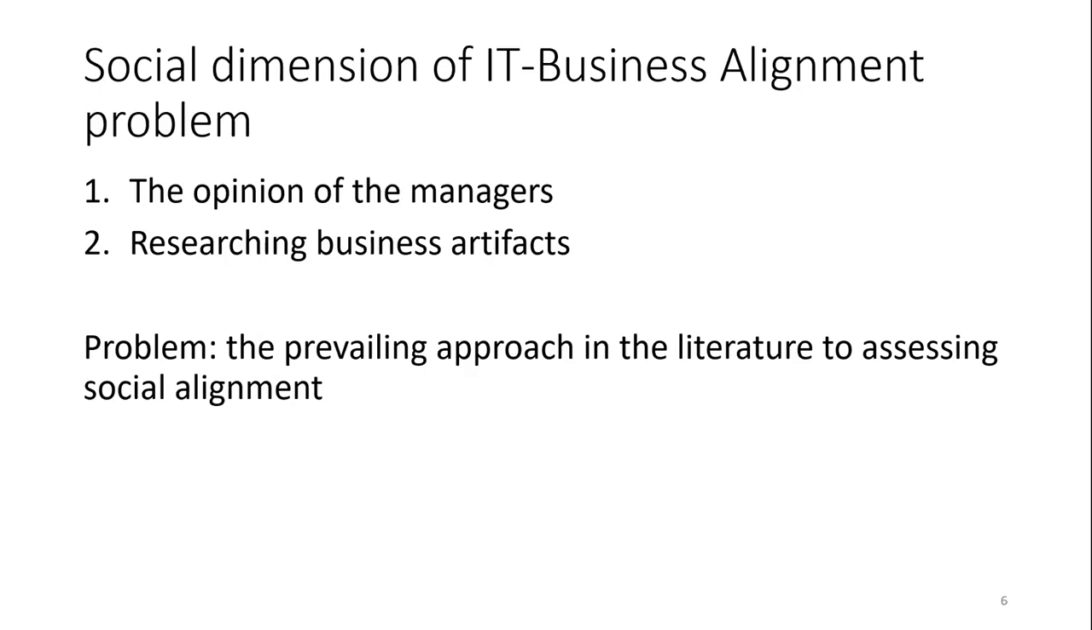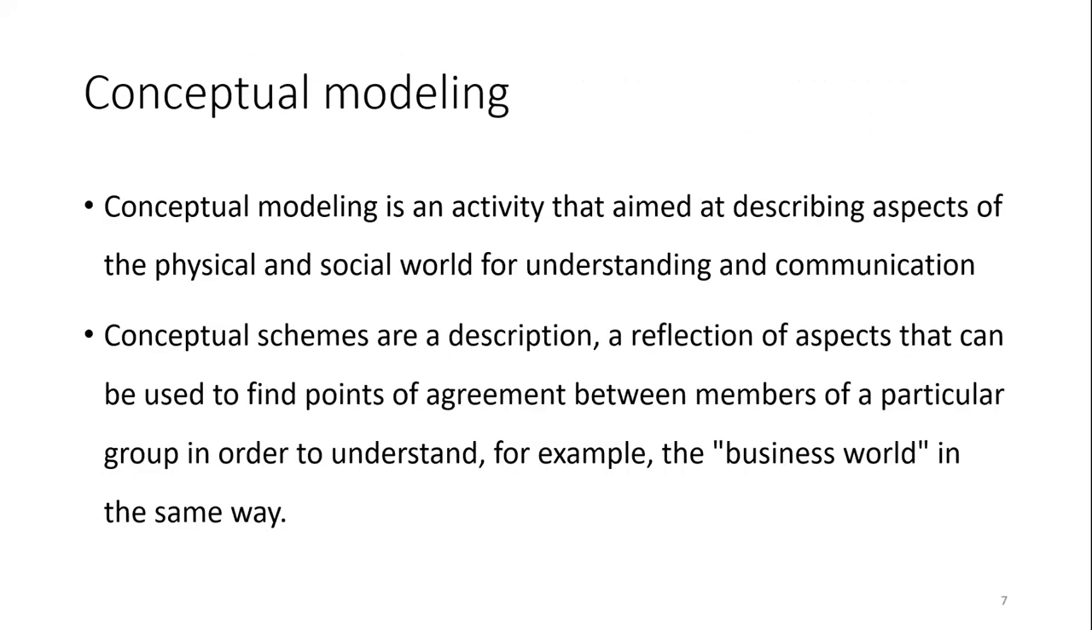Now we see a problem: the prevailing approach in the literature to assessing social alignment. It means that in the literature we have only the first approach. According to John Mylopoulos, we need to explain some terms which will help you to understand the main hypothesis.